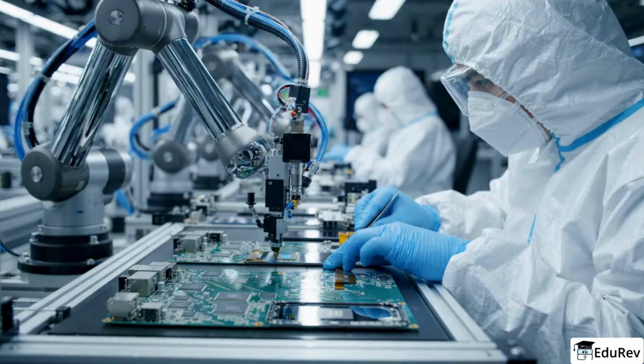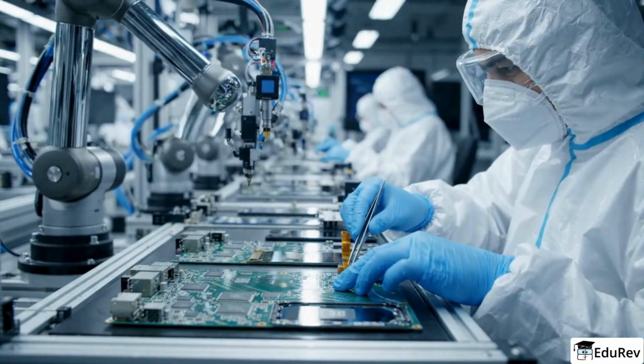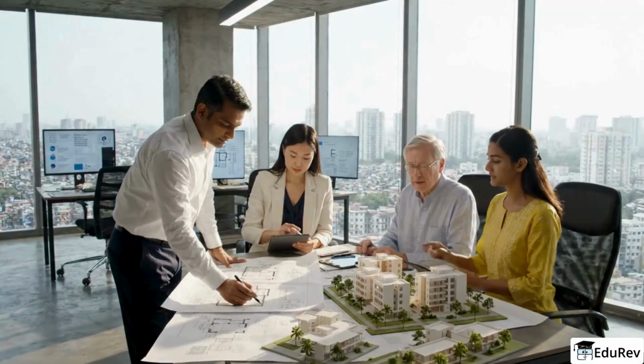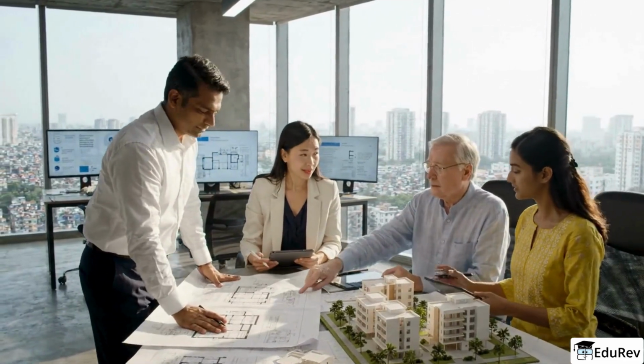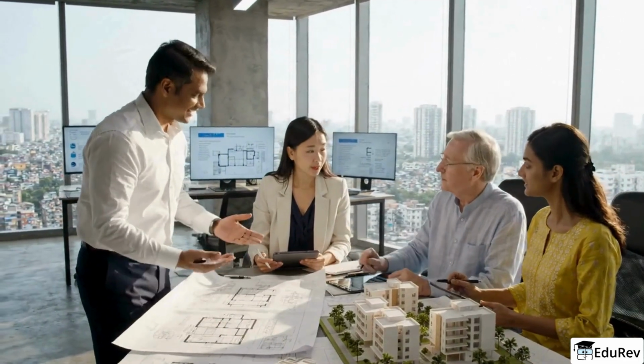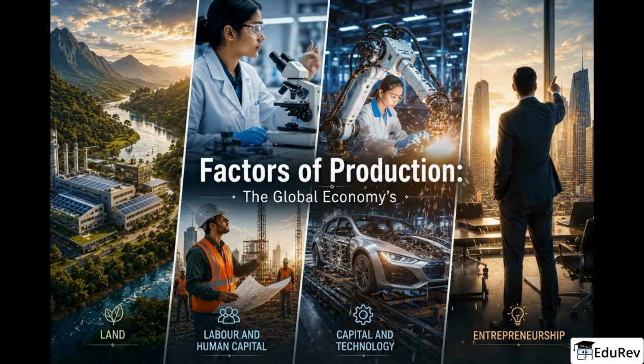Whether you are baking a cake or manufacturing a smartphone, every single product goes through a process called production. And to make production happen, businesses need four magical ingredients known as the factors of production. Welcome to our next chapter, where we break down the recipe of the global economy.